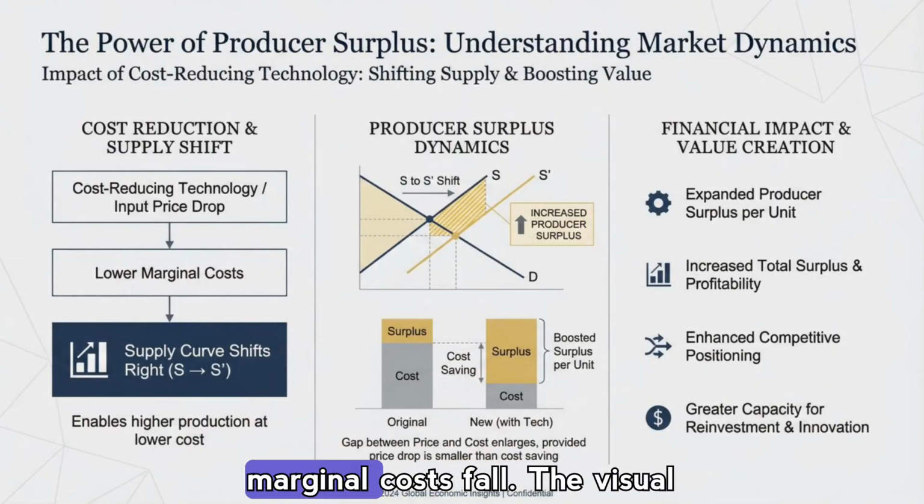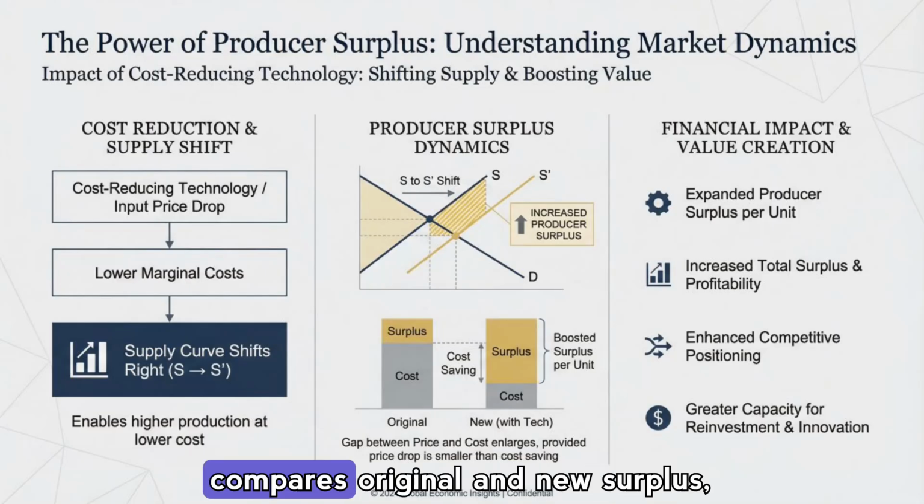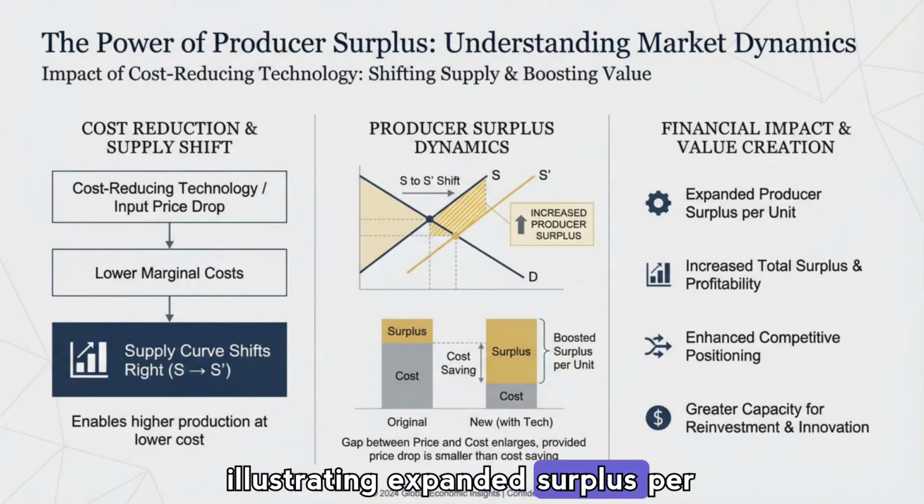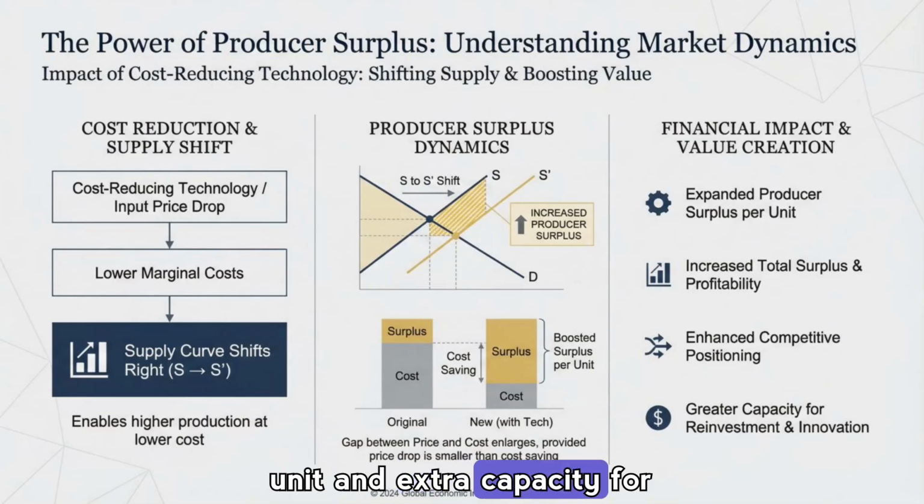This page shows how cost-reducing technology shifts supply outward and boosts producer surplus, with the supply curve moving right as marginal costs fall. The visual compares original and new surplus, illustrating expanded surplus per unit and extra capacity for reinvestment, innovation, and competitive positioning when producers lower costs without proportionally reducing price.